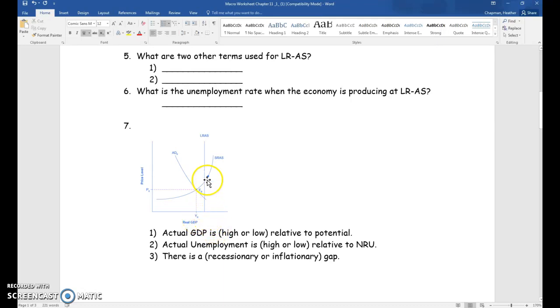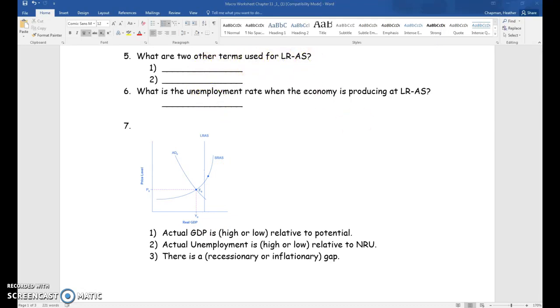So what's going on with this long-run aggregate supply curve? This long-run aggregate supply curve is a vertical line, and it is indicating the amount that we can produce. We can produce this much of real GDP if we are at full employment. In other words, if we are at our natural rate of unemployment, which is our happy place of unemployment in the economy. So what are two other terms used for long-run aggregate supply?